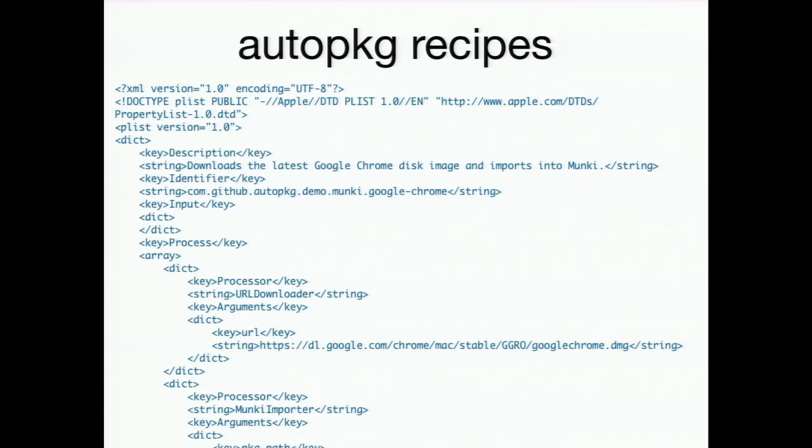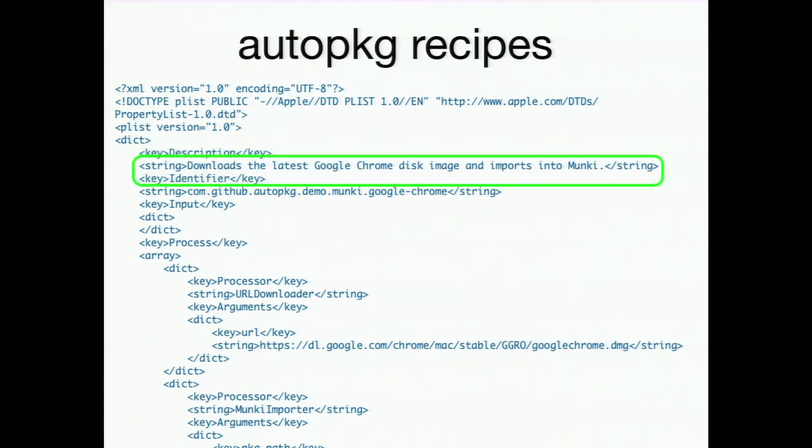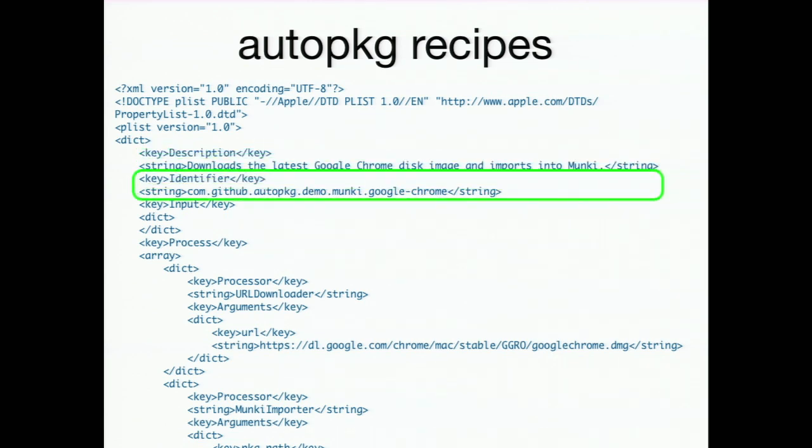So recipes are in plist format. And if you're not new to managing OS X, you've almost certainly encountered plist before. So even though they look a little busy, you learn to start ignoring some of the markup and focus in on things. We've got a description here. It tells us that this recipe downloads the latest Google Chrome disk image. Identifier is a unique name for the recipe. We'll get into that a little bit more later.